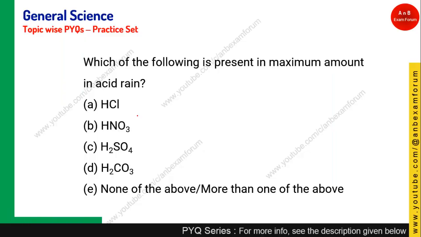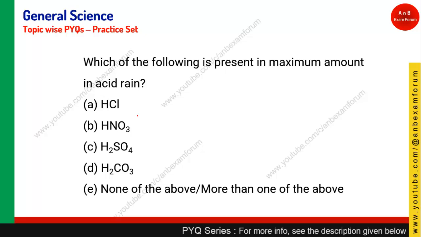The next question, which one of the following is present in maximum amount in acid rain? Okay, so we have just seen that there are two acids which are in the acid rain. The first one is HNO3 and second one is H2SO4. And the maximum amount in acid rain is sulfuric acid, because sulfur dioxide is basically more in the atmosphere. So H2SO4 is the right answer.